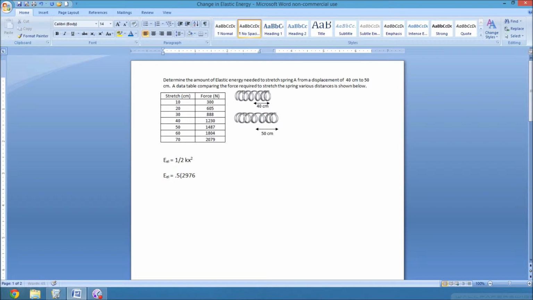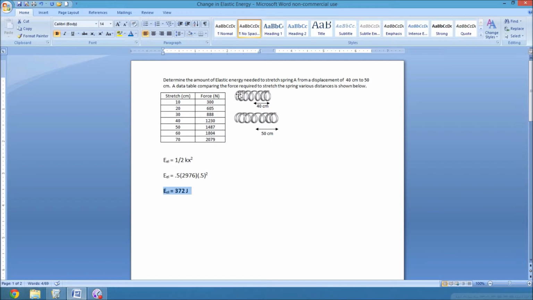So 2976, and we are going to put in 0.5 for our displacement, because that's how much the spring is displaced, up to 0.5. We're going to find out how much elastic energy is in the spring at this marker right here. So 0.5 squared is 0.25 times 0.5 again for the half, and times 2976. It gives me 372 joules. That's the elastic energy in the spring here.